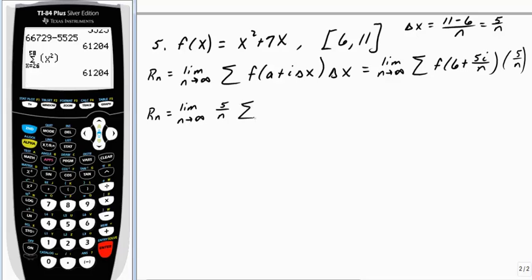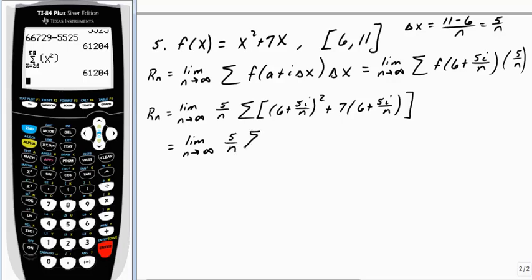Well, I have f of 6 plus 5i over n. What is that in this problem? It's going to be the summation of, this has to take the place of x in your function. So I'll say the group 6 plus 5i over n, quantity squared, plus 7 times the group 6 plus 5i over n. All of that goes inside of our summation. Okay, now I can say this is going to be the limit as n approaches infinity, 5 over n.